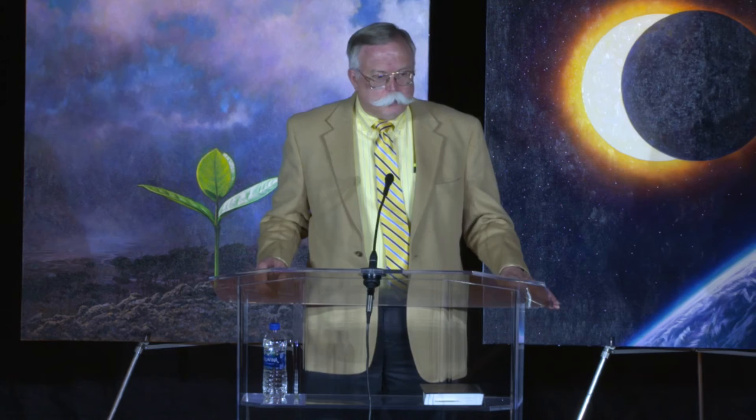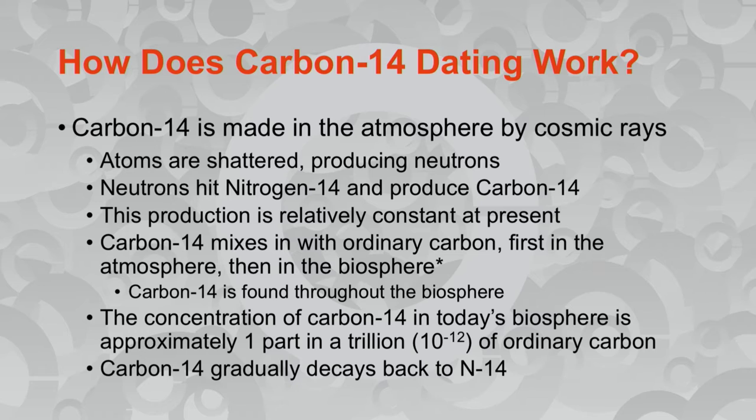How does carbon-14 dating work? Well, carbon-14 is made in the atmosphere by cosmic rays, not directly. Atoms are shattered, and they produce neutrons, and the neutrons hit mostly nitrogen-14. It's an especially easy reaction to do, and they pop out a proton on the other end and produce carbon-14. This production right now is fairly constant.